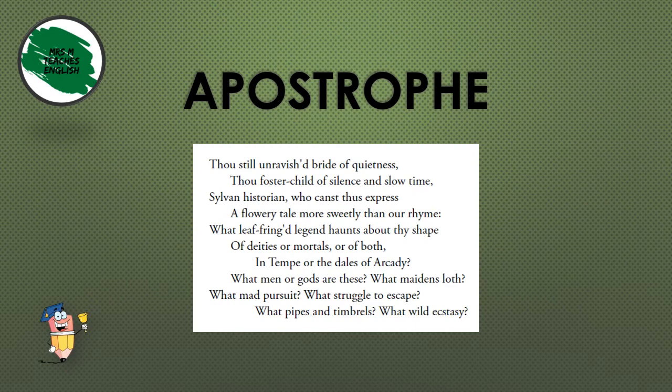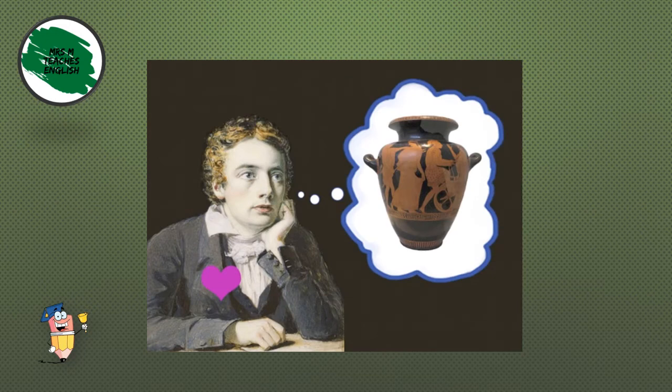Here's one of the most famous examples of an apostrophe, from Ode on a Grecian Urn by the Romantic poet John Keats. The urn is addressed in the first lines of the poem as "Thou still unravished bride of quietness, thou foster child of silence and slow time." The poet is talking to the ancient urn and the figures painted on it, meditating on its beauty. He knows it is made of clay and cannot respond. He is apostrophizing the urn.